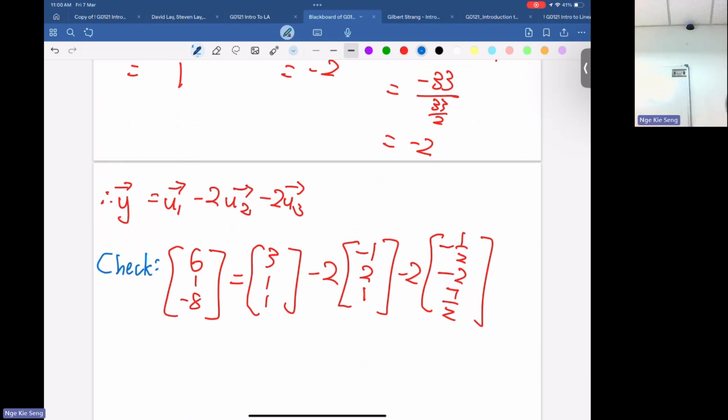Okay, maybe just do the first one with you, others you do yourself. So here -2 minus half, you get 1. So here you get 2, 1, 2, 3. So you add up to 6. Okay, then you check the rest.